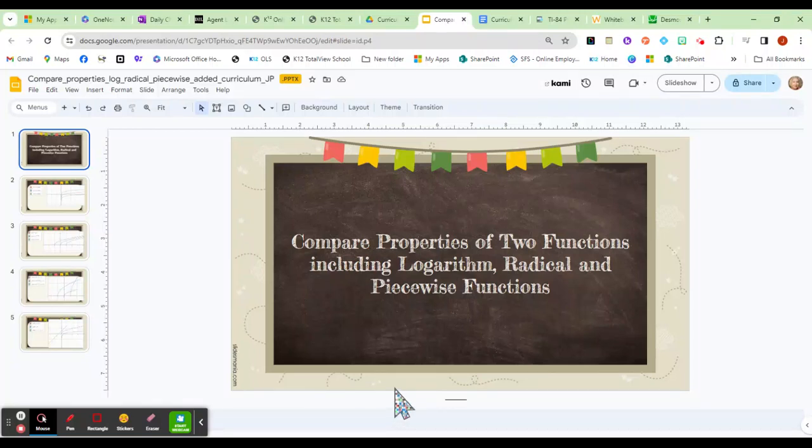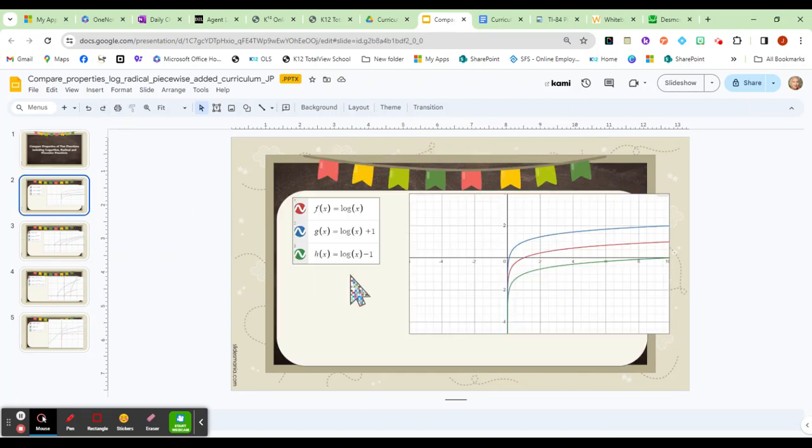Today we're going to compare properties of two functions, including logarithms, radicals, and piecewise functions. On my first set of graphs, we'll look at two at a time, but I went ahead and did three equations just so we could see an example of what we call vertical shift, where a graph is moved up or down.